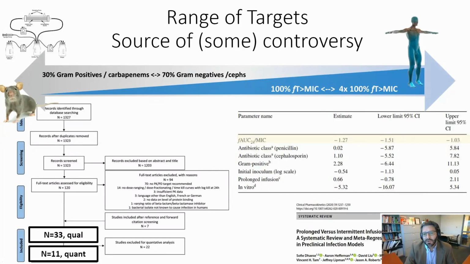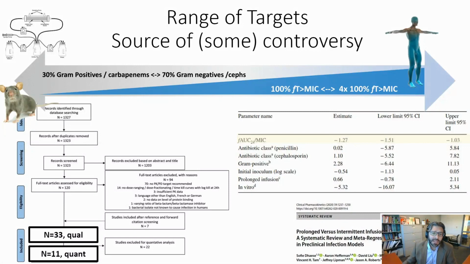Now, there was a really nice meta-regression that was performed looking at all of these PK/PD targets by Sophie Dace, and what they found is that there's a lot of heterogeneity. There really is a lot of heterogeneity, and it was really difficult for that meta-regression to drill down on the variables that impact the outcome for beta-lactams. And I think the systematic review from this paper is probably the most instructive. It really gives us the most information.